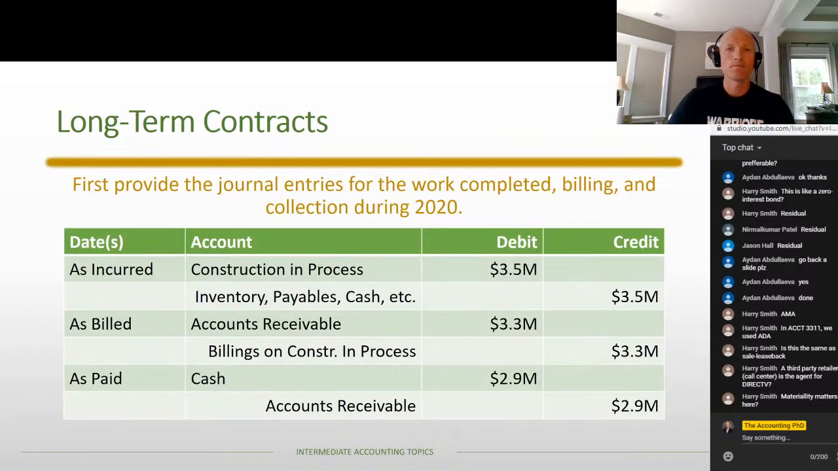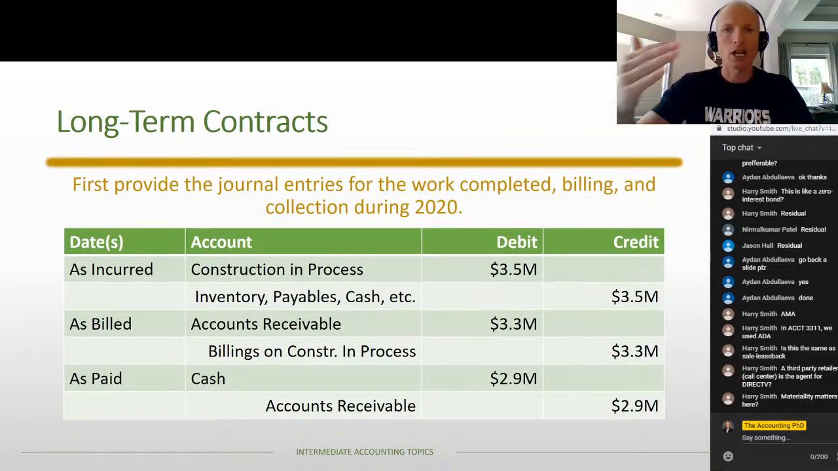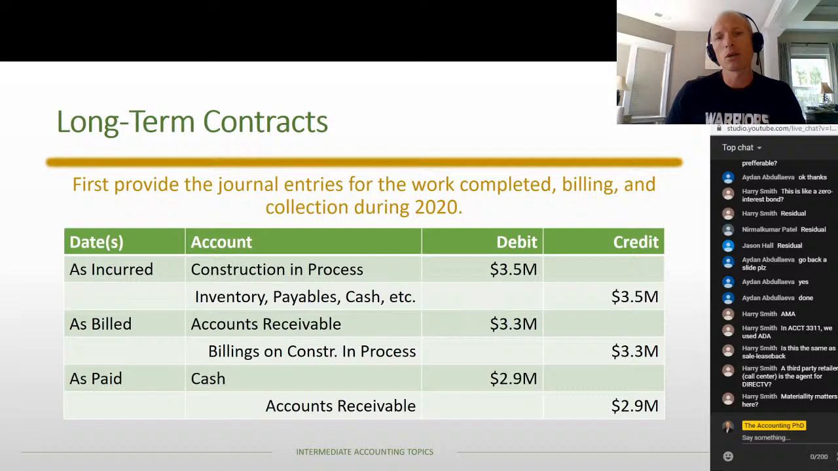Let's talk about each one. As I am doing the work, this is work that's being completed. As I incur these costs, I'm going to be debiting this account called construction in process. Simultaneously, I'll be crediting inventory, payables, cash, those things. If I'm buying items that I'm going to use for the construction, or paying workers, those kinds of things are the credits. And as it's accumulating, it's going into this construction in process account. So construction in process is the debit, it's an asset. The credits are either to existing assets or to payables. If you could imagine, this is probably happening on a continuous basis. Costs are constantly being incurred and paid, and so this is the work that's being completed.